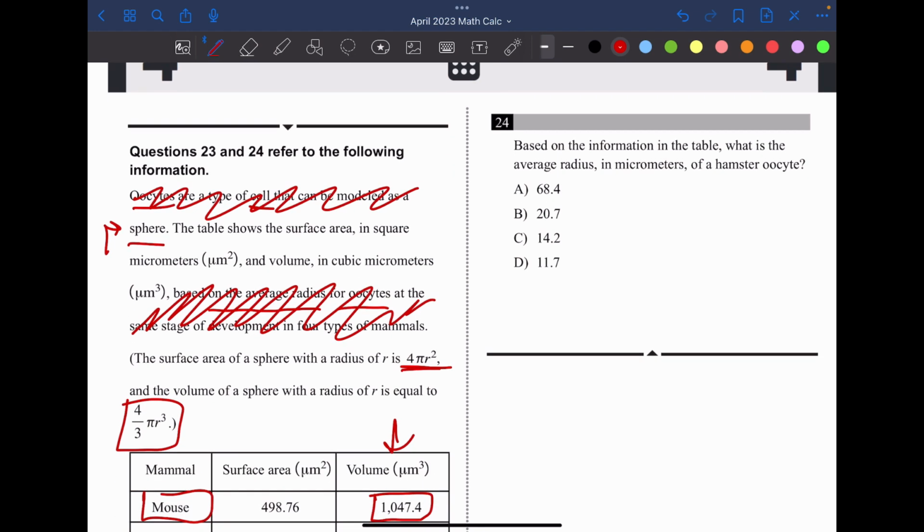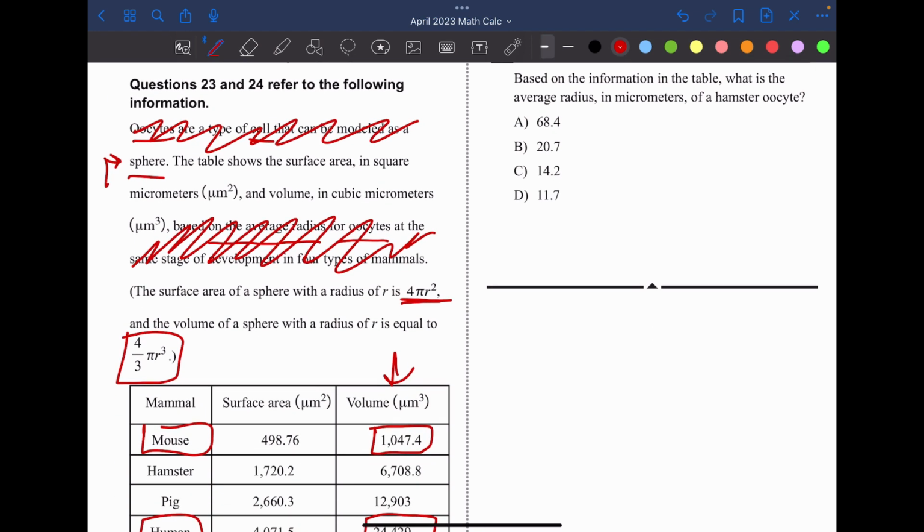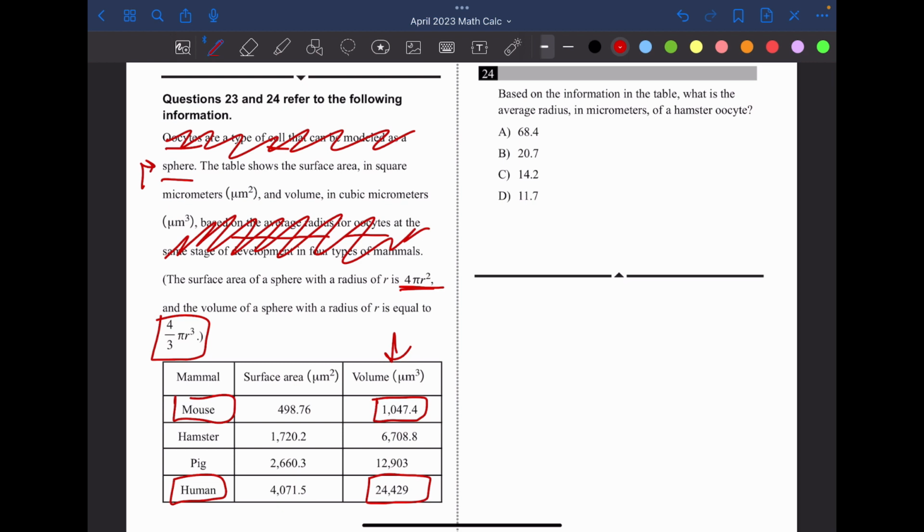Based on the information in the table, what is the average radius in micrometers of a hamster oocyte? Okay, so we're looking at the hamster row, and we want to find the radius of this. And we already remember it's a sphere. This was a main thing about spheres. Here we have the volume and we have the surface area. So no matter how you do this, you should get the same radius, not the same area.